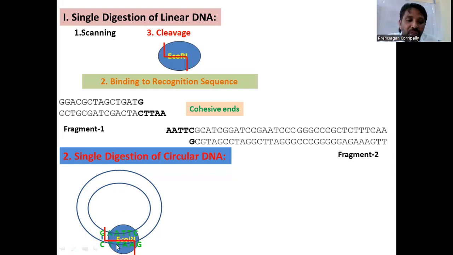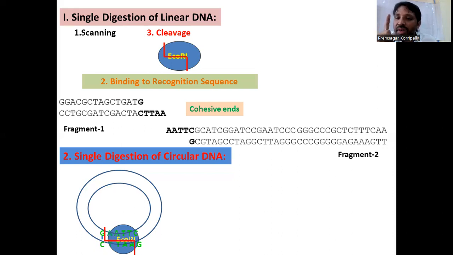Here, you can see one restriction site is there. The circular DNA becomes linearized DNA with one digestion. Whereas a linear DNA molecule, when it is having one site, releases two fragments. But the circular DNA molecule, when it is having only one site, is linearized. So the linearized DNA molecule can give the DNA fragments depending on the restriction sites.